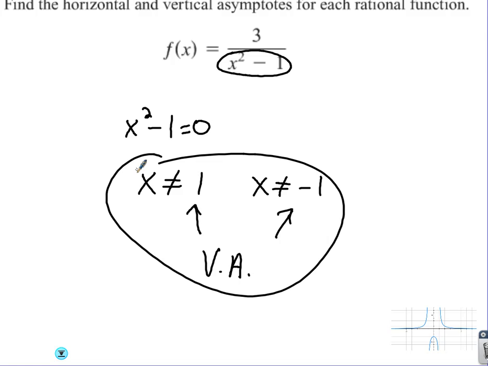Now to find your horizontal asymptotes, you simply look at degrees. What's the degree of the top? What's your highest power of x? 0. The degree of the top is 0, the degree of the bottom is 2. If the degree of the bottom is bigger, what is my horizontal asymptote going to be? y equals 0. So that's all you have to do. With that said, let's look at the graph.